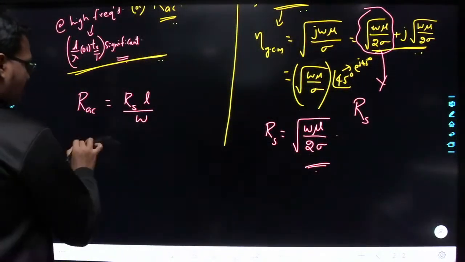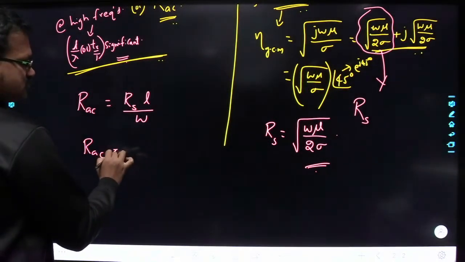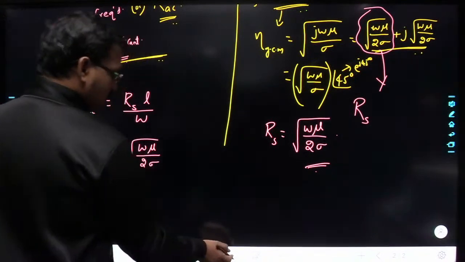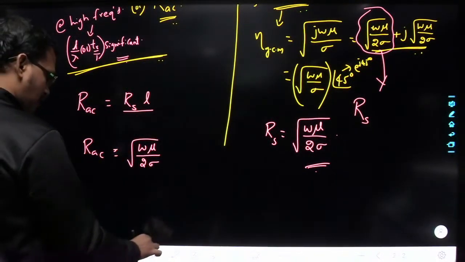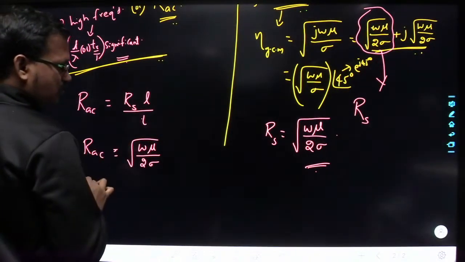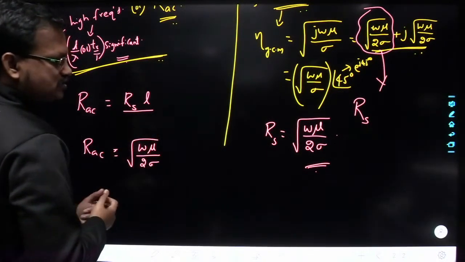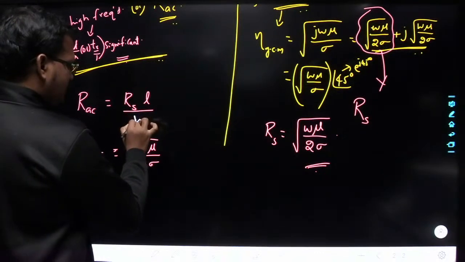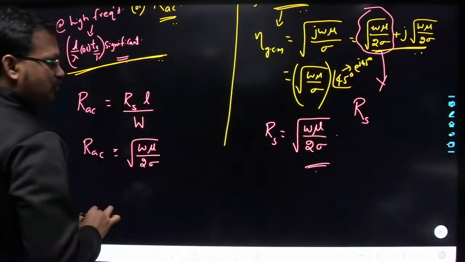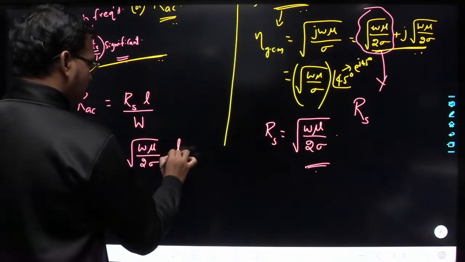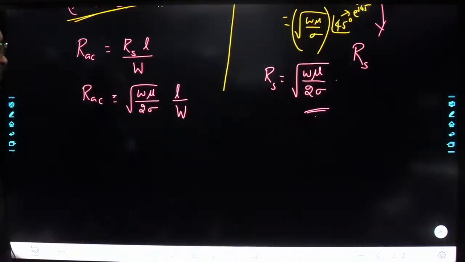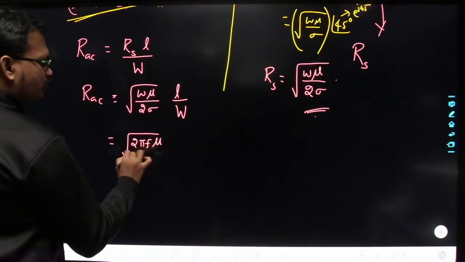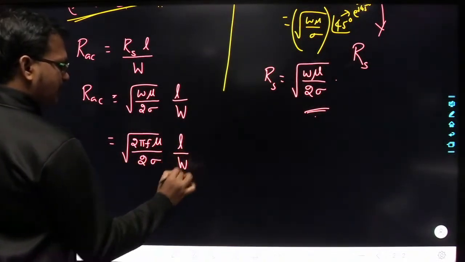So here if you observe, RAC is equal to the square root of omega mu by 2 sigma into L by W. Here this is the width, which I am representing with W. This is not omega, this is W. Now this omega is nothing but 2 pi f, so RAC is the square root of 2 pi f mu by 2 sigma into L by W. So this is RAC.